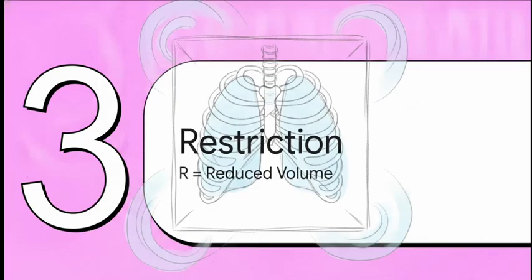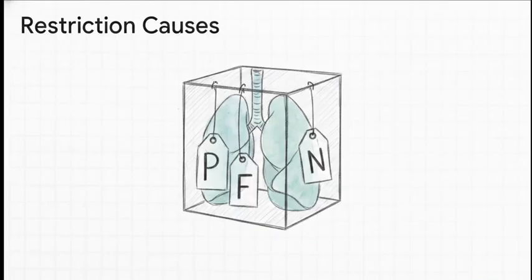All right, section 3, restriction, the small box. R equals reduced volume. For restriction, I want you to imagine the lungs are trapped inside a tiny, rigid box, and they just can't expand adequately to get air in. To remember the causes, just memorize the letters PFN. That stands for pulmonary fibrosis, fluid or pleural disease, and neuromuscular or chest wall causes. Notice the difference here? It's not that the tubes are blocked, it's that the actual physical box holding the lungs is simply too small or too rigid to move.